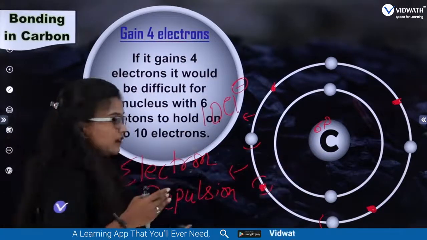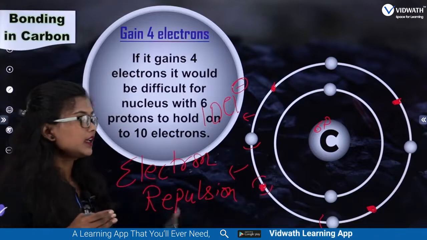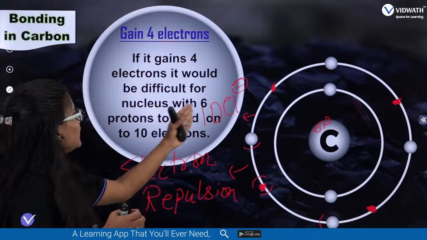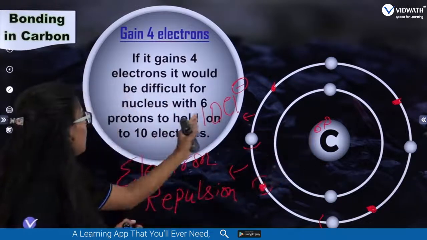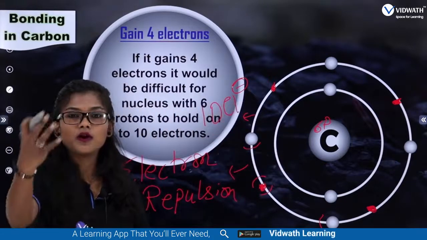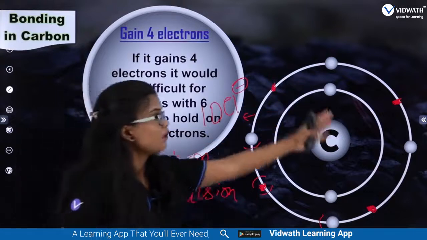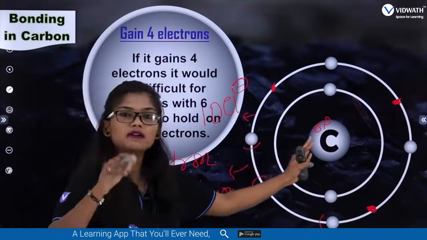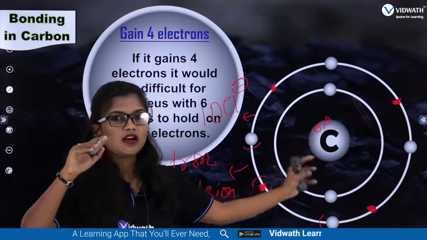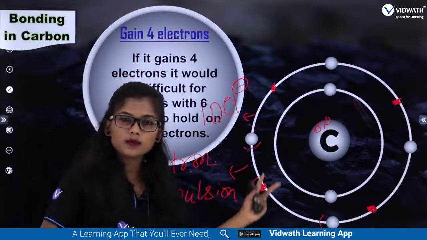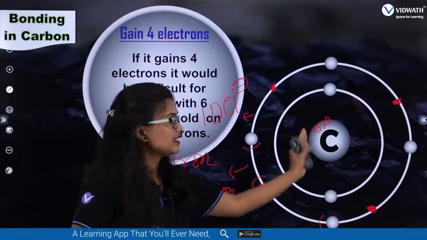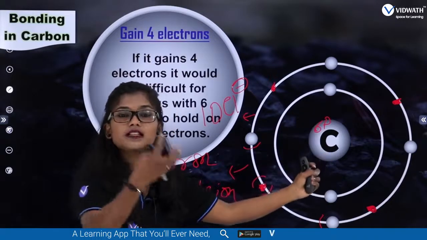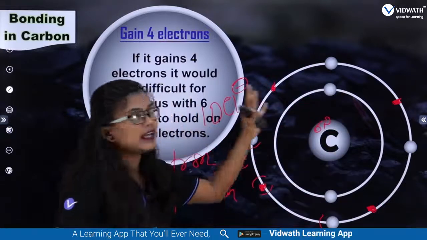So what happens if carbon gains 4 electrons to attain stability? One thing is it will lead to electron repulsion, and the next thing is it would be difficult for the nucleus with 6 protons to hold the 10 electrons. Upon adding 4 electrons to the valence shell, the carbon will end up with 10 electrons, whereas the proton number will remain the same, that is 6 protons. So as the carbon size is small, it experiences electron repulsion, and as the carbon contains only 6 protons, it will be difficult for the nucleus to hold the 10 electrons.